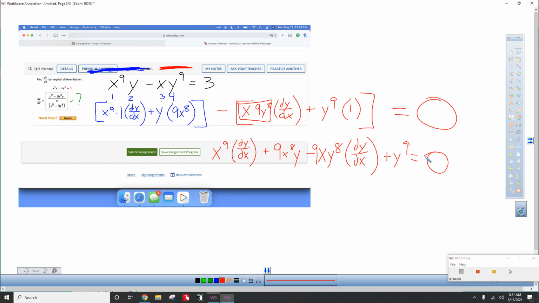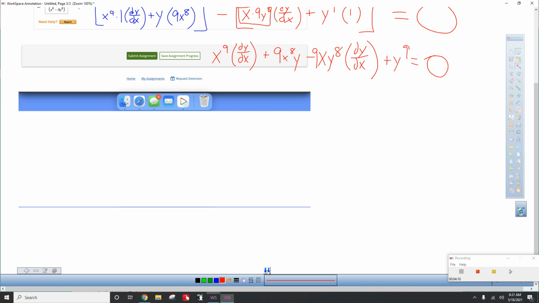Now your next step on this is to get everything that involves dy/dx on one side and everything else on the other side. So what we have, x to the 9th minus 9x y to the 8th. Those are the things that are being multiplied by dy/dx. So now maybe you know why Miss Helgeson always made you factor.